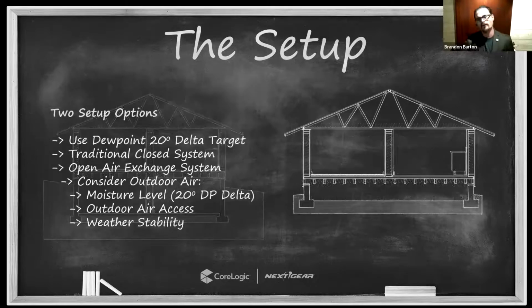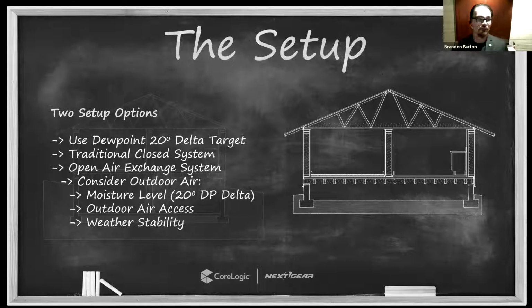All right, so on the crawl space side, generally, I'm going to consider using an open air exchange equipment setup. However, there's lots of things I've got to think about first. Regardless of my setup, I'm still going to target that 20-degree dew point delta, right? And if my considerations don't give me a positive answer, I'm still going to use a traditional closed system in that crawl space. I just don't like to do that because of the limitations a crawl space presents.